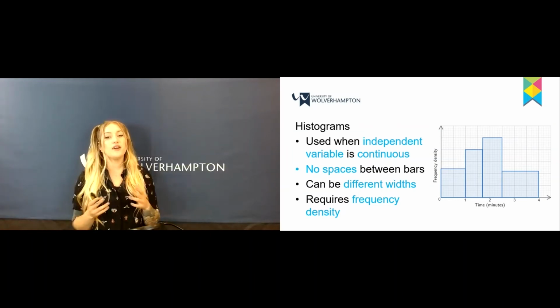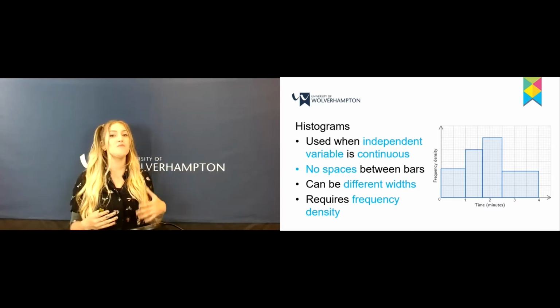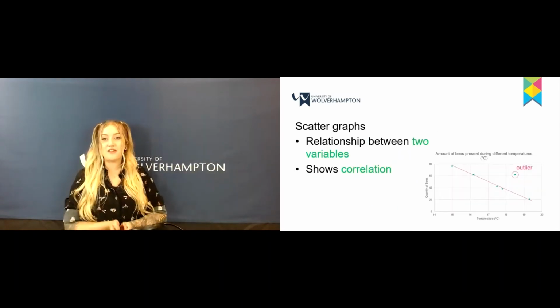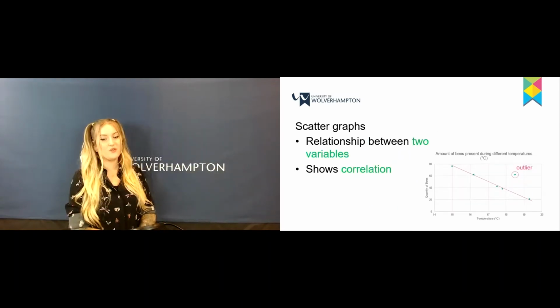Now, we're not going to cover frequency density today, as you can find this information in our maths examples in about 2 weeks' time. The last graph we're going to give an example of is scatter graphs.